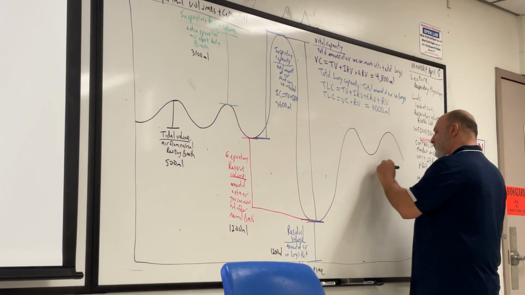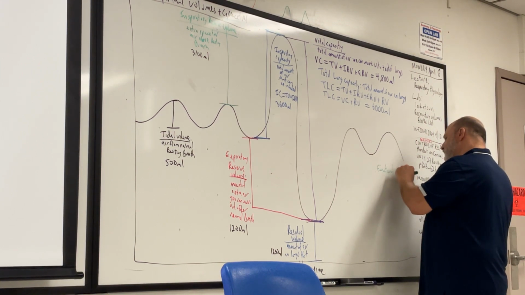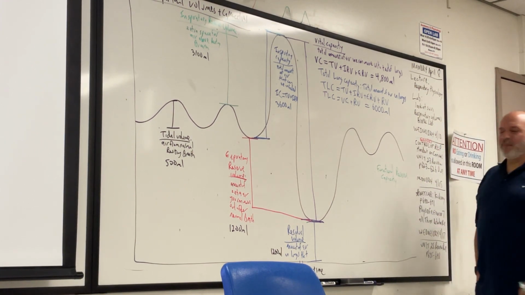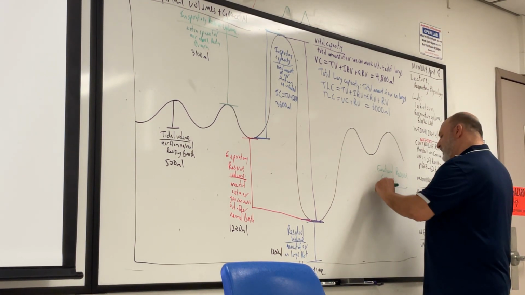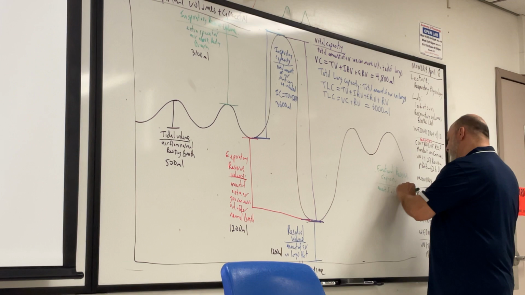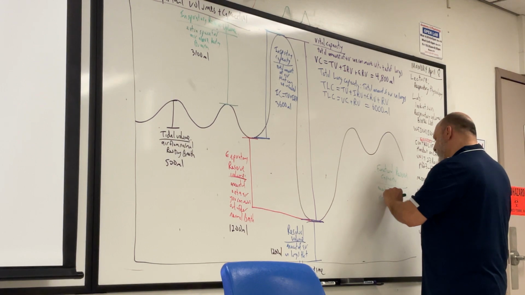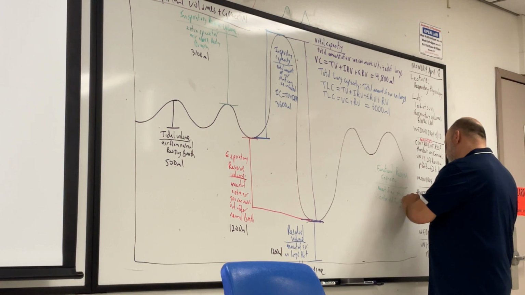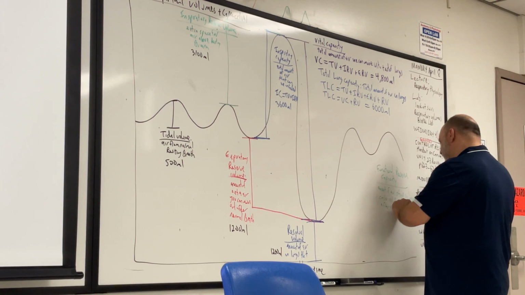Finally, we have the functional reserve capacity. This functional reserve capacity is the amount of air that stays in the lungs and therefore can be used for gas exchange, which is why it's functional, after a normal exhalation.